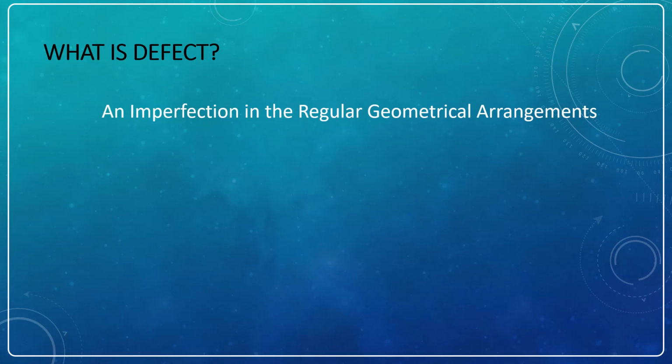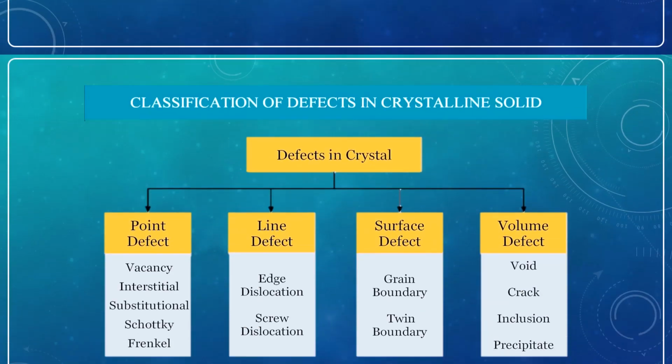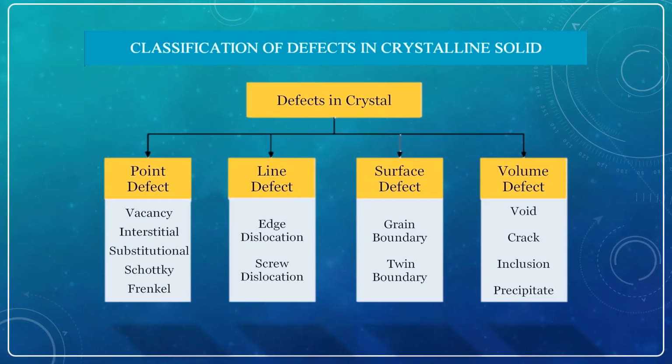These defects are classified on a dimensional basis: 0-dimensional, 1-dimensional and 2-dimensional. These are the major classifications of defects in the crystal. The classifications are point, line and surface, categorized on the basis of their dimensions. Point defect is a 0-dimensional defect. Line defect is a 1-dimensional defect, and surface defect is a 2-dimensional defect.